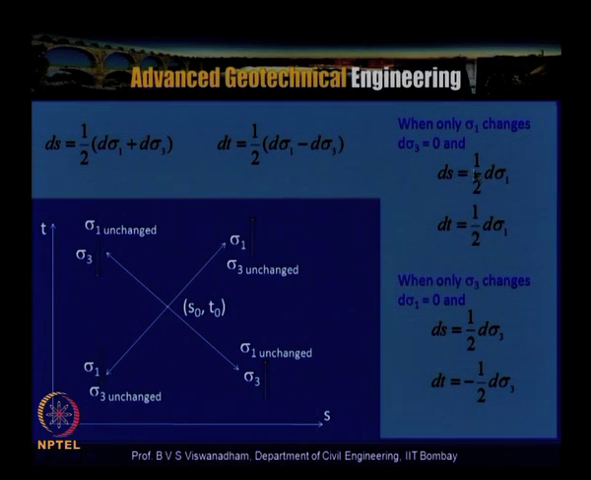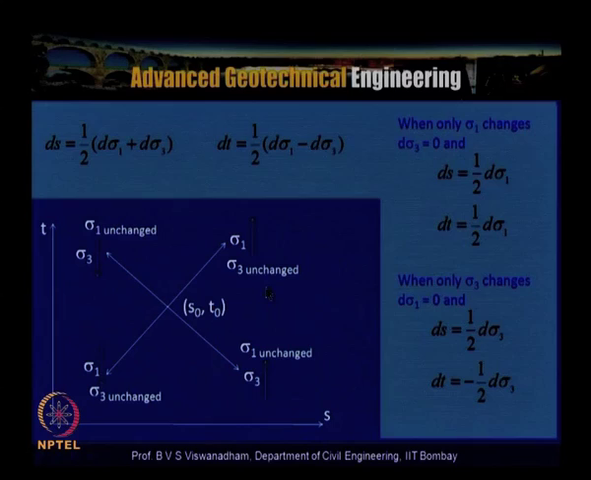The change in dS and change in dT both are same. When sigma 3 changes and d sigma 1 is equal to 0, then dS is equal to d sigma 3 by 2 and dT is equal to minus 1 by 2 into d sigma 3.